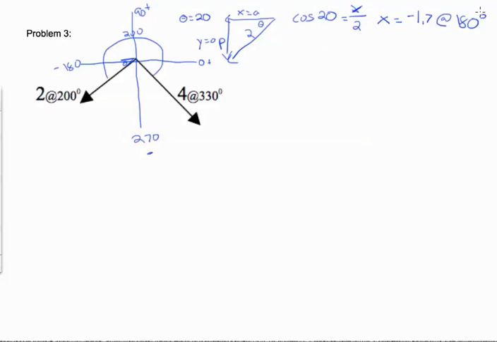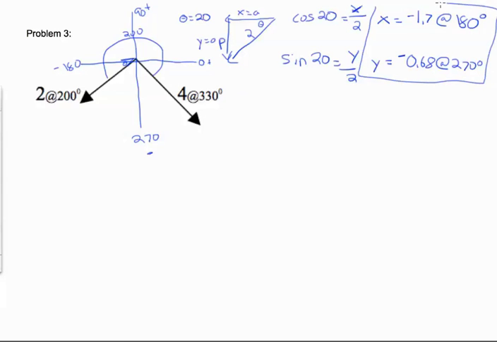And honestly, this negative sign and this 180 are redundant. They tell you the same thing. But I like to have both of them out of habit and making sure that we see what's happening. Now, to find our y, the sine of 20 degrees equals opposite over hypotenuse. So our y is 0.68, and because it's pointing at 270, it's going to be negative 0.68 at 270 degrees. So we have these for our first vector.